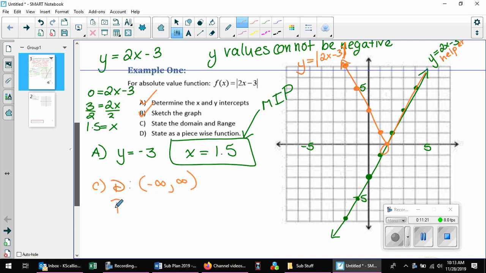Range for this one? Okay, so y's, right? Yeah. So we are square bracket 0 to positive infinity. All right. Okay, so that's good. Now we're going to write it as a piecewise function. So this is a domain statement.